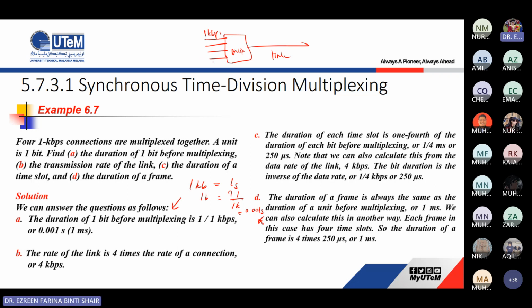Over here you have 4 channels. For each channel, the rate is 1 kilobit per second. The question asks you the rate of the link. So the rate of the link, question B, is actually 4 multiplied by 1 kilobit per second. So the answer is 4 kilobits per second.